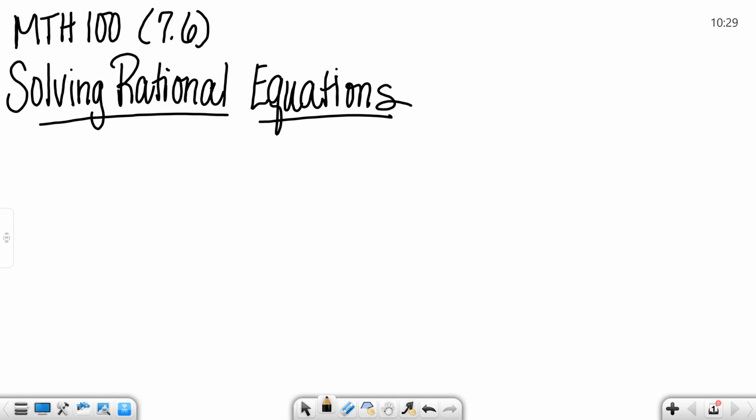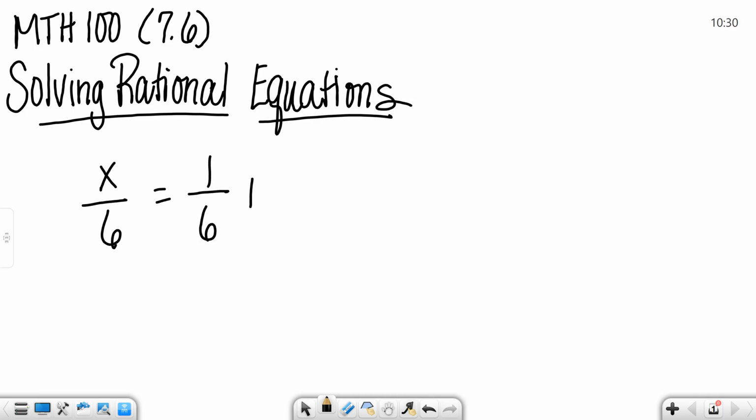Math 100, lesson 7-6. Just in case you were wondering, there wasn't a lesson 7-5. It's not a material that we are required to cover, so 7-6, you are in the right place. So this time we are solving rational equations, not simplifying expressions. So here is an example of an equation.